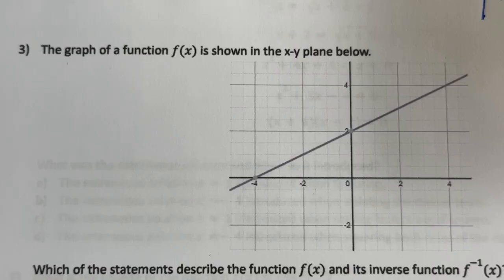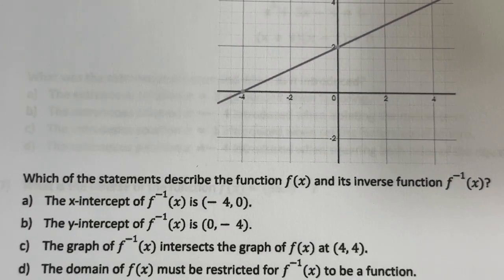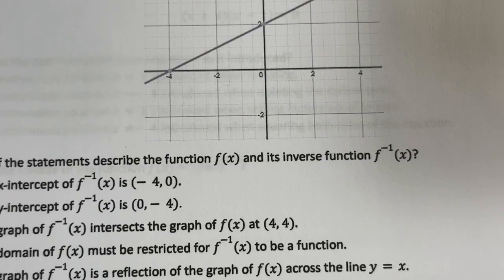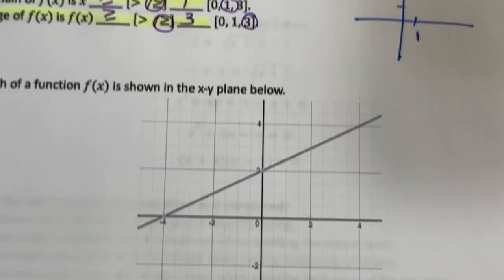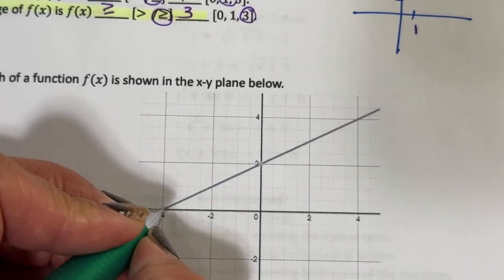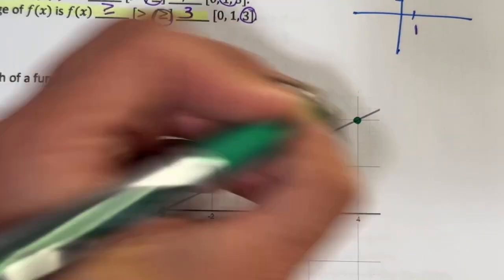All right, number 3, the graph of the function f of x is shown in the xy plane. It is a line, okay? It says which of the statements describe the function f of x and its inverse f inverse of x? Well, just like the one on the first review, let's find some exact points here and Freaky Friday them.